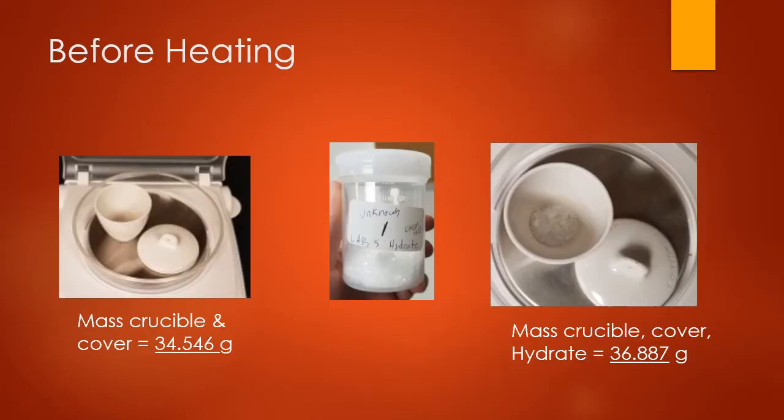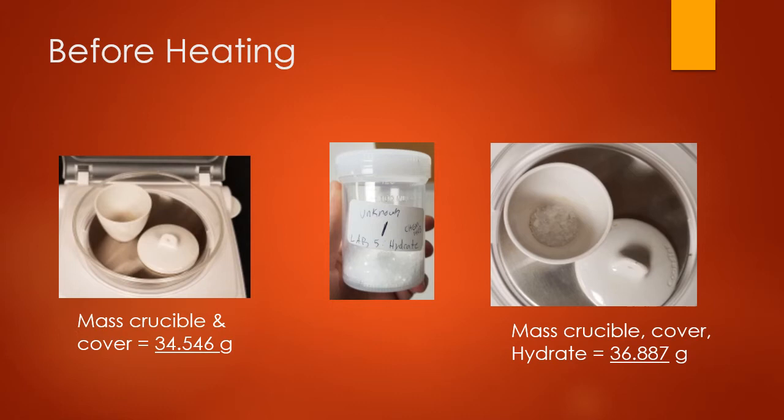So let's go to page 35 of our lab manuals and start collecting some data for the data table. We are going to be using unknown number 1. That's our sample identification number. The first thing we need to do is mass the crucible and the cover. The mass of the crucible and the cover when it is clean, dry, and empty is 34.546 grams.